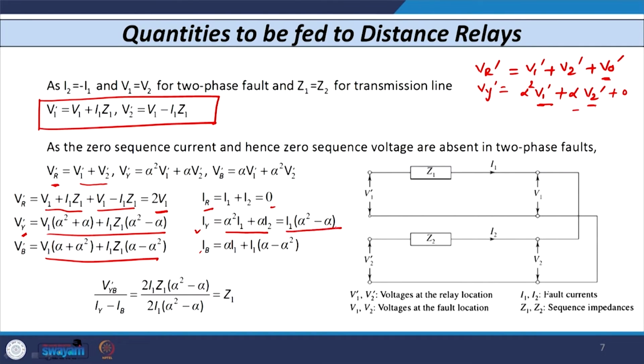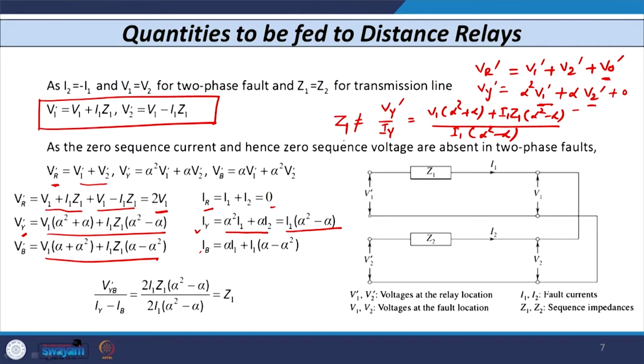So, if I take the ratio of Vy dash divided by Iy, then you have Vy dash equal to V1 into alpha square plus alpha, plus I1 Z1 into alpha square minus alpha, divided by Iy. Iy is equal to I1 into alpha square minus alpha. So, if I take this ratio, I am not going to get the value of Z1.